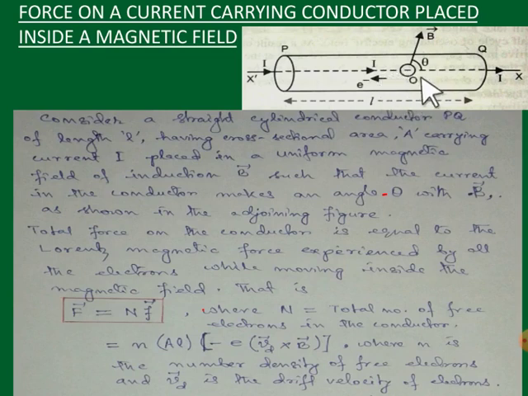But as electrons are present inside this conductor, the total force experienced by the charged particles inside this conductor will be the total force experienced by this current carrying conductor when placed inside the magnetic field B. I'm repeating again, the total force experienced by the charged particles inside this conductor will be the total force experienced by this current carrying conductor when placed inside the magnetic field. Got it? So we want to find out the total force experienced by those free electrons present inside the conductor.